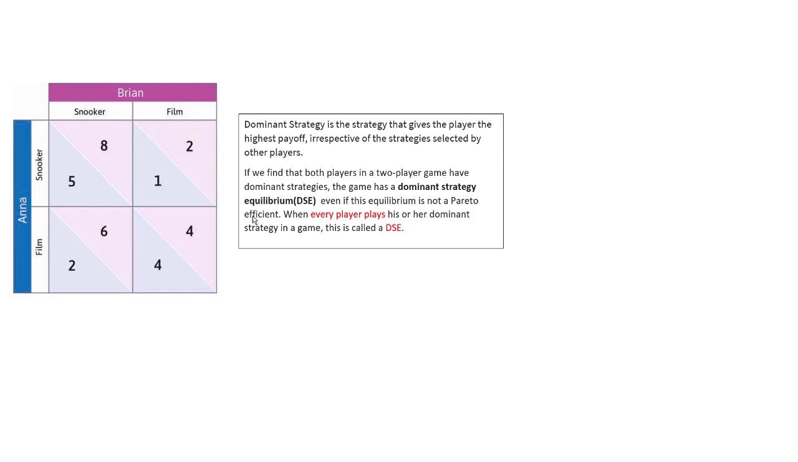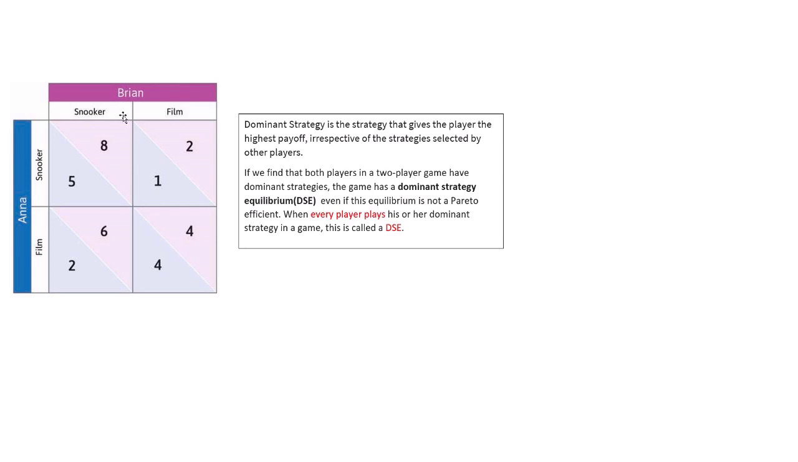Dominant strategy equilibrium. Even if the equilibrium is not Pareto efficient, they may still have a dominant strategy equilibrium. Later we are going to look at an example of what we mean. Right now, just keep in your head that it may not be Pareto efficient, and when every player plays their dominant strategy in the game, it's called DSE, dominant strategy equilibrium.